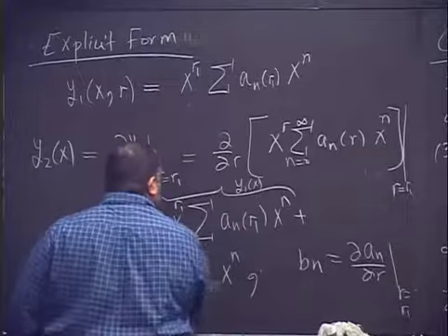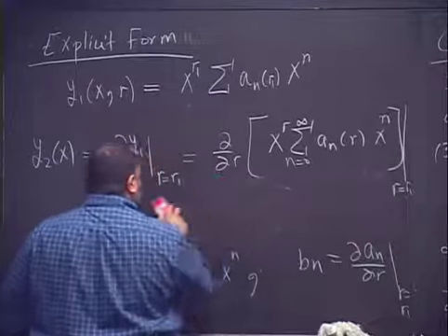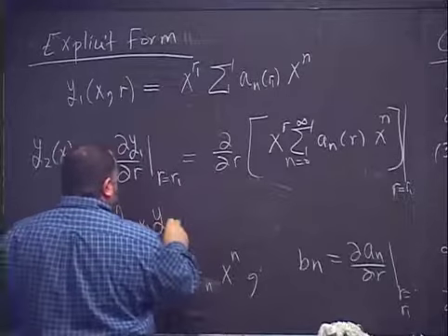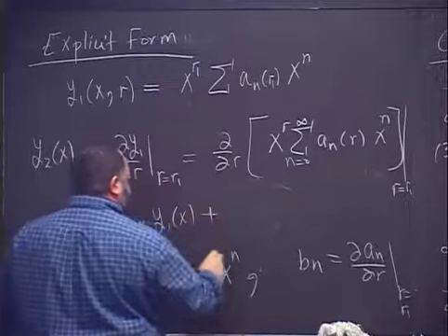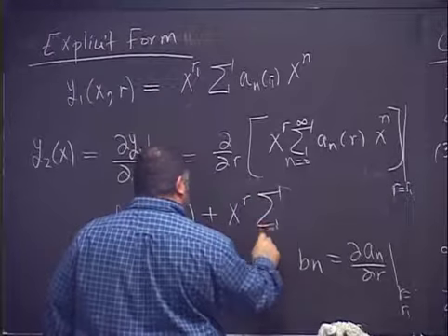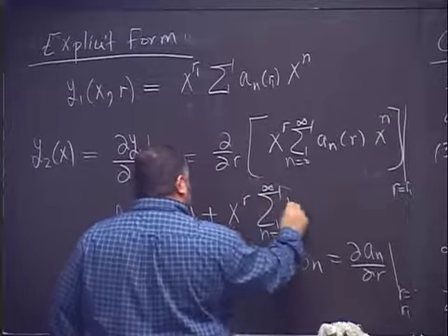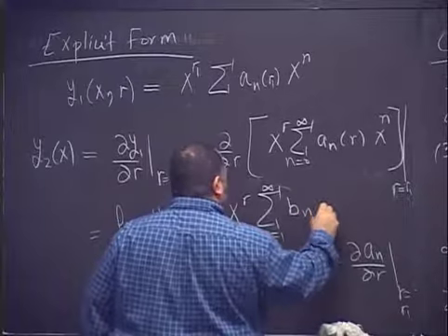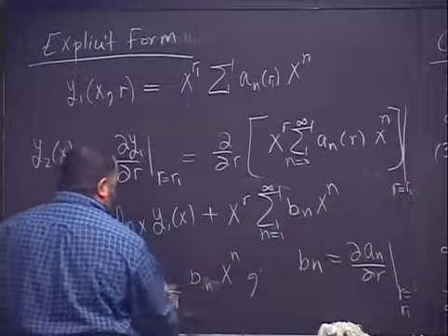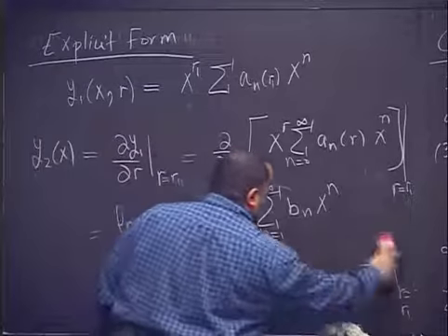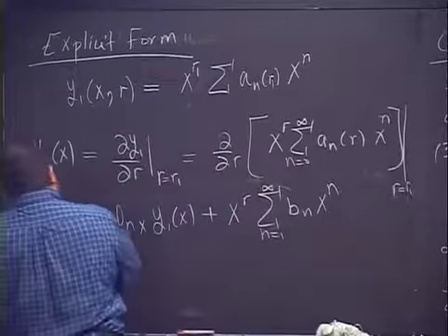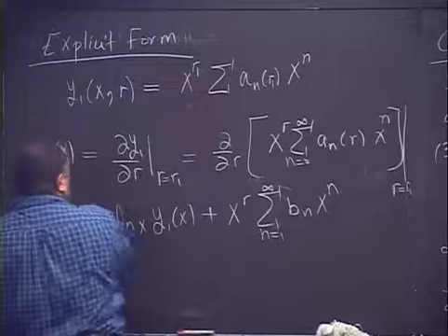And we can remove this one to be y1 of x plus x to the power of r, summation from n equal 1 to infinity bn x to the power of n. So this is y2 of x.